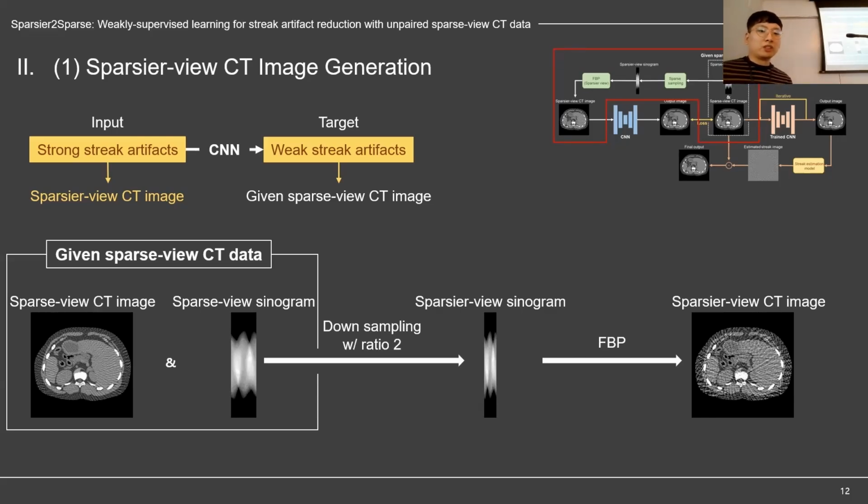Here, the method of Sparsier view CT image generation is described. Making streak artifacts stronger can be implemented by decreasing the number of projection views. Therefore, we downsample the given sparse view sinogram by half and acquire the Sparsier view sinogram. We then reconstruct the Sparsier view CT image from the Sparsier view sinogram using filtered back projection. During generation, we set the downsampling ratio as 2 because the Sparsier view CT image will be significantly corrupted when the ratio is bigger than 2.